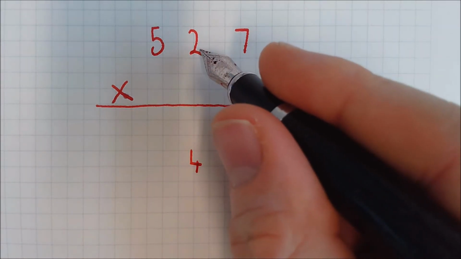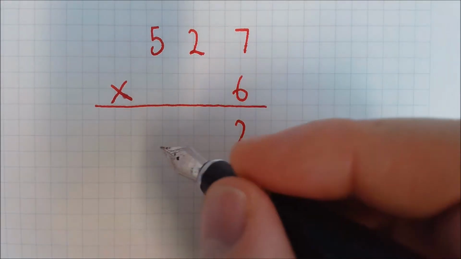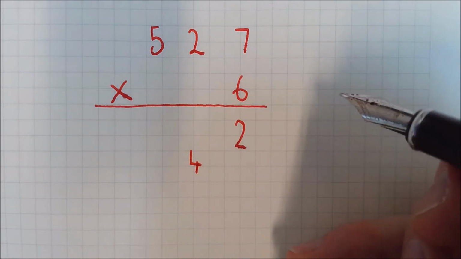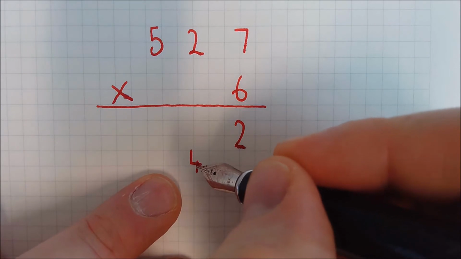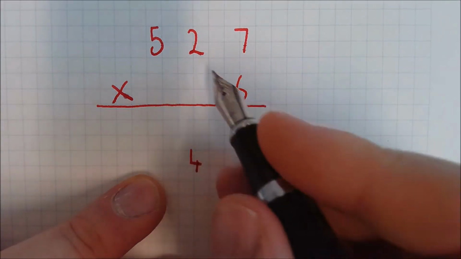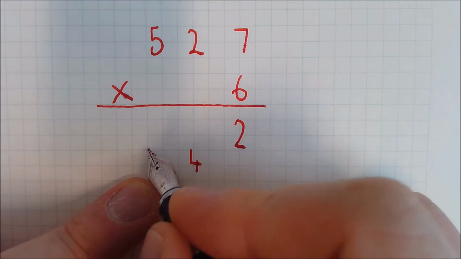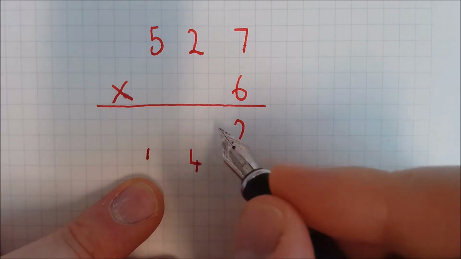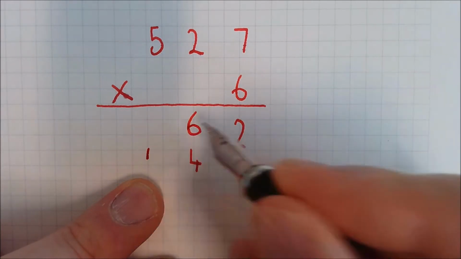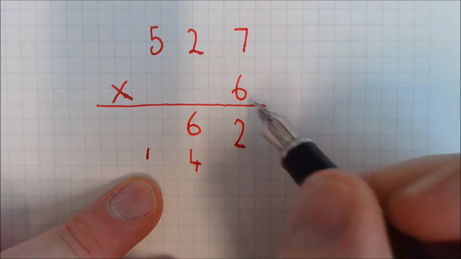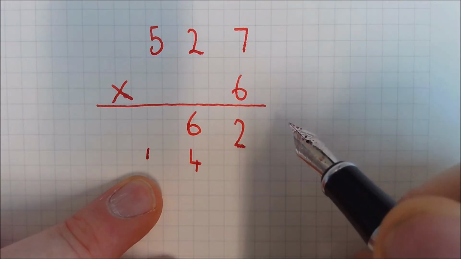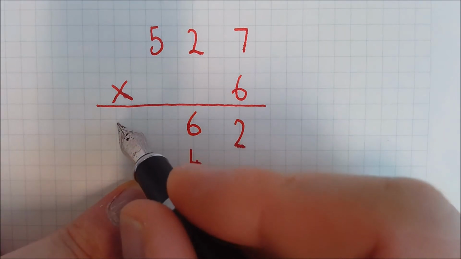6 times 2 would be 12, or we could say 6 times 20 is 120. Add the 4 10s, which is 40, so that'd be 160. So the 1 would go into the hundreds column, and the 6 10s would go into the tens column. And then 6 lots of 500, well 6 5s are 30. Add the 1 would be 31, we could write here.